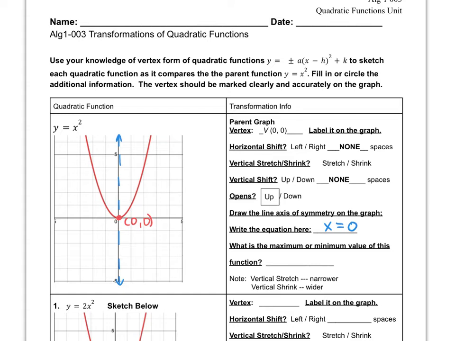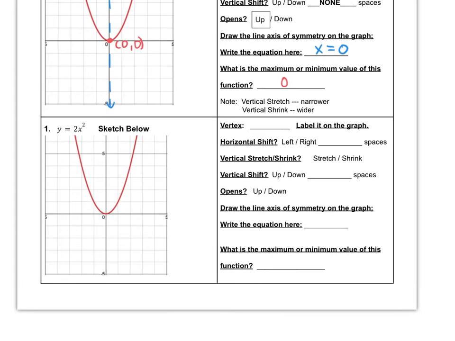This function has a minimum value. It has a point at which it reaches its lowest, and the minimum value of this function would be 0. The minimum value is only the y-coordinate of the vertex. So the vertex is made up of an x and a y coordinate. It's where the minimum or the maximum occurs, but only that second number is the minimum or the maximum value. Let's look at the second example.